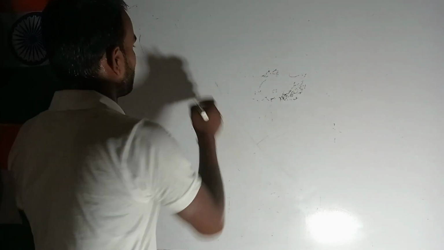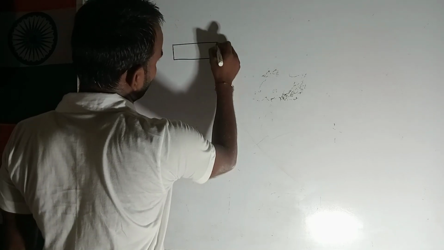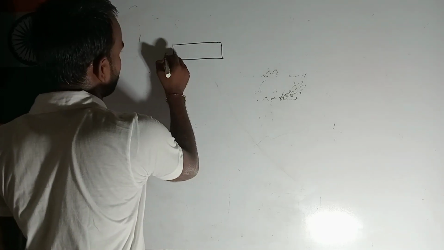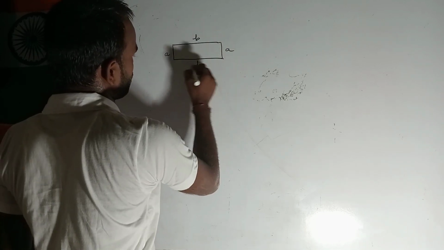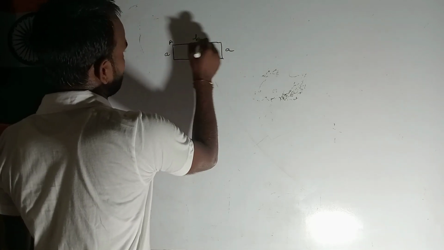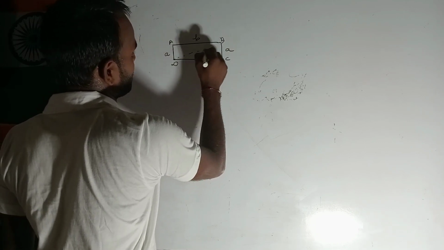Okay, so now take a rectangle. Rectangle means opposite sides are equal. Opposite side means if it is A, then it will be A. If it is B, then it will be B. Let ABCD be a rectangle and this will be the diagonal.